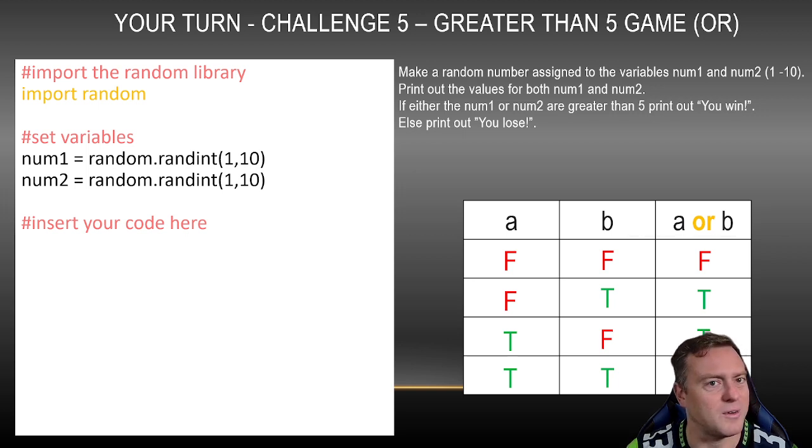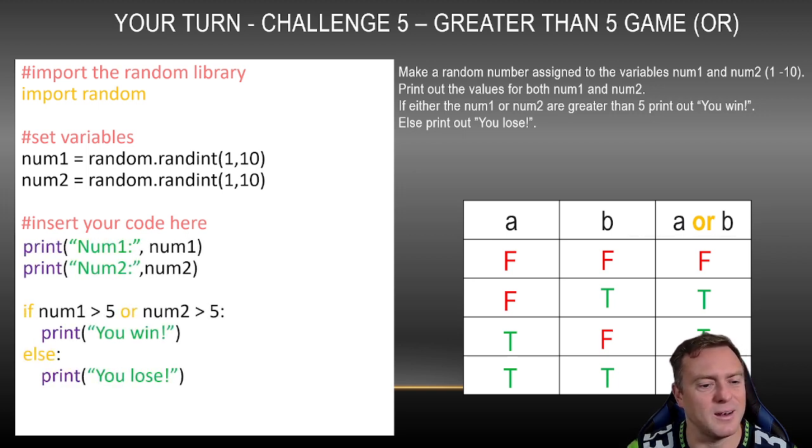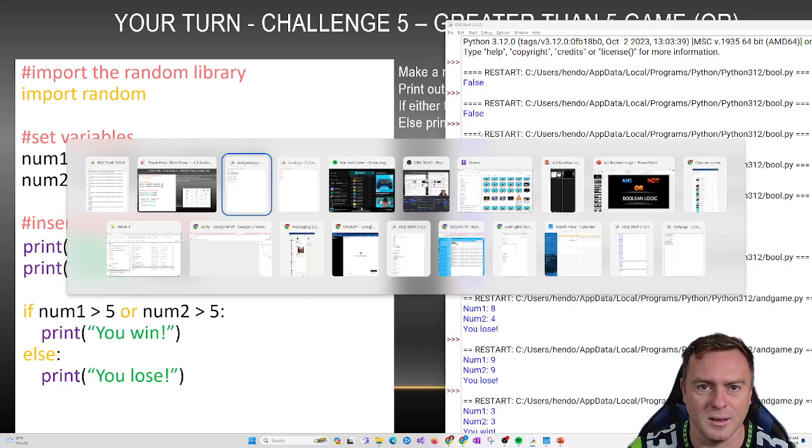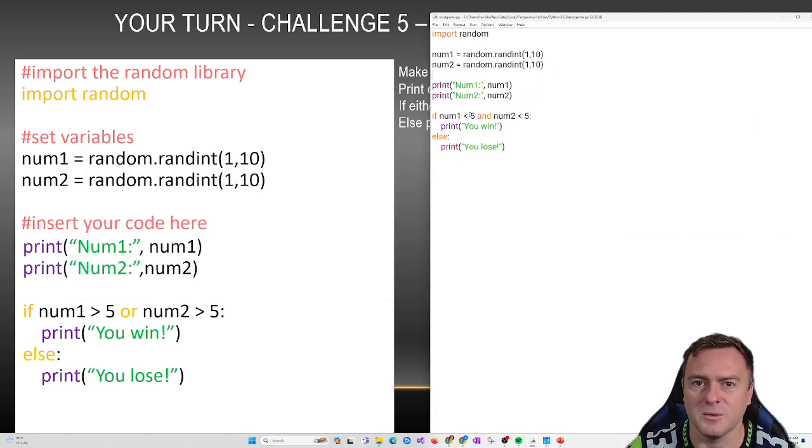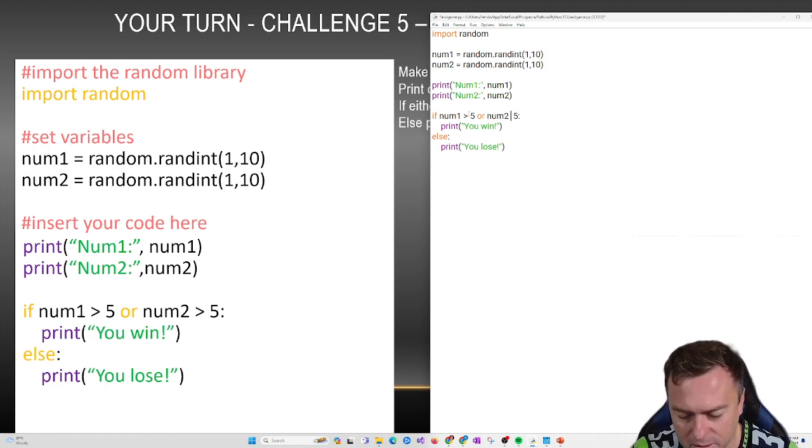Awesome. So what you should find, same thing again, you've printed out the numbers, and then number 1 is greater than 5, or number 2 is greater than 5, print you win, else print you lose. So let's just have a look at the code there. I'm going to change this around. So instead of the less than symbol, it should be the greater symbol. This should now be OR. And then this should be greater than.